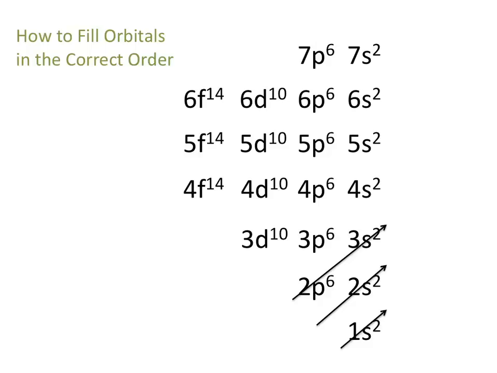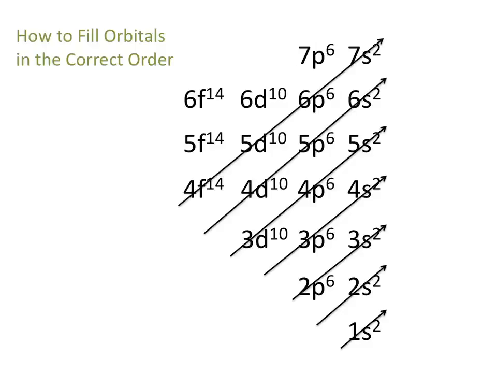And this next step is where it gets a little bit confusing. After you fill the 3s orbital, you fill the 3p orbital, but before you fill the 3d orbital, you actually fill the 4s orbital first. That's because even though 4 is a higher energy level, the 4s orbital actually has a lower energy than the 3d orbitals do. So you fill 3p and then 4s, followed by 3d, then 4p, then 5s, and so on. This is a great diagram to help you keep track of which order to fill the orbitals in, because it does get a little confusing.